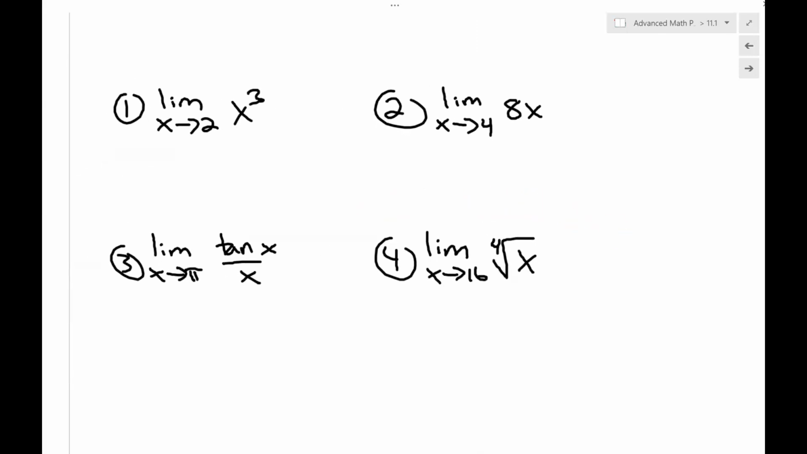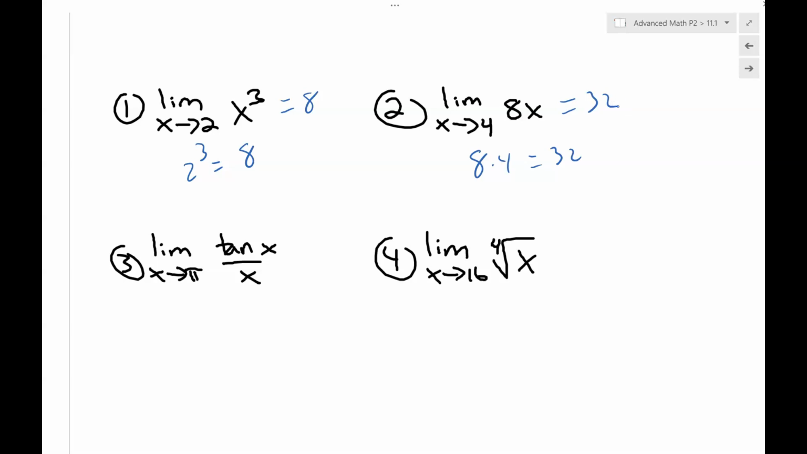So these 4 here, giving you a limit. You don't need a graphing calculator, you don't need a chart, you don't need anything. You're just going to try direct substitution first. So we plug in 2. We get 2 to the third. Oh yeah, that's 8. Good, there's my limit. Okay, do number 2. 8 times 4. 32, yep, that's the limit.